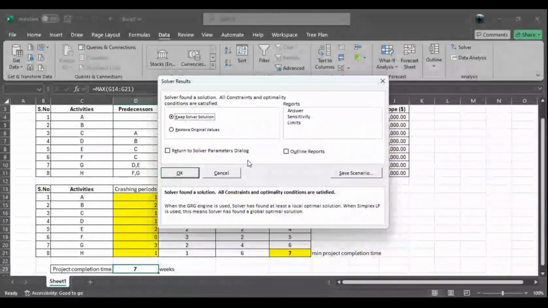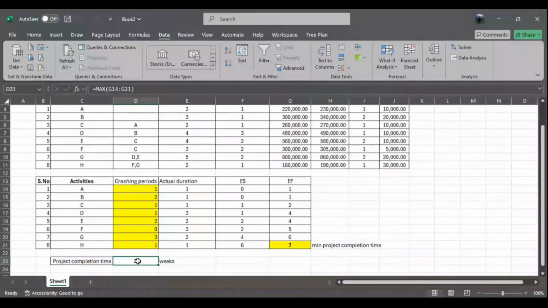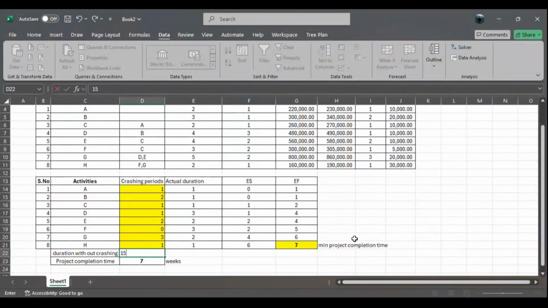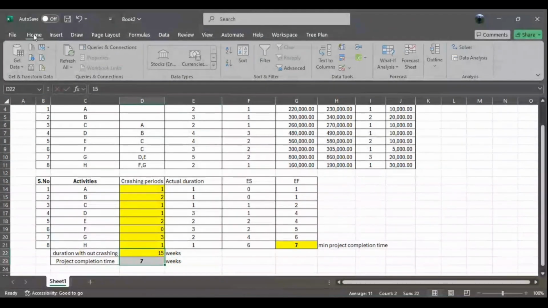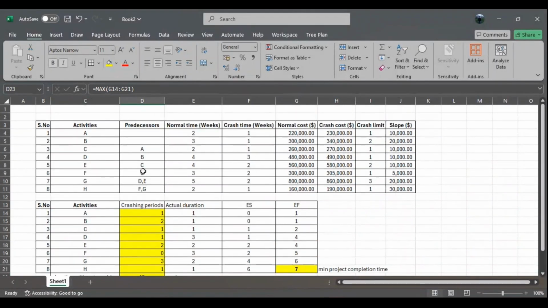Once we click solve and click OK, this means this particular project, based upon the crash limits, can be crashed up to 7 weeks. The initial period, which I'll write right here, that was the duration without crashing for that particular project, which was about 15 weeks, right? So we can crash this project to 7 weeks. That's the minimum value possible to which we can crash this particular project right here.